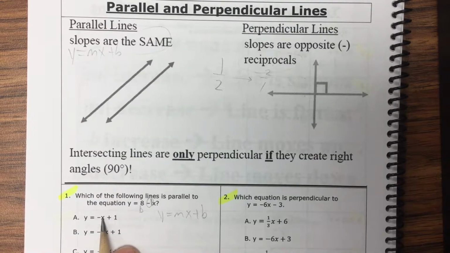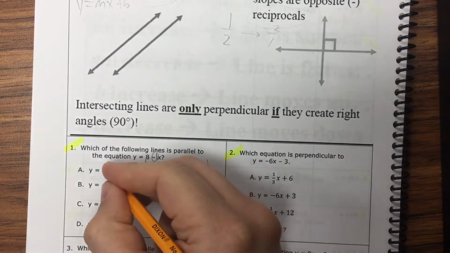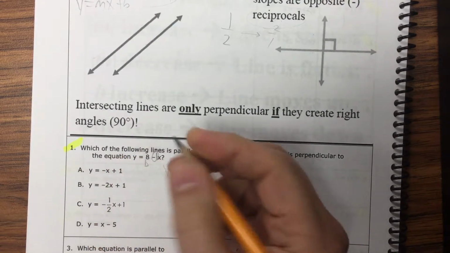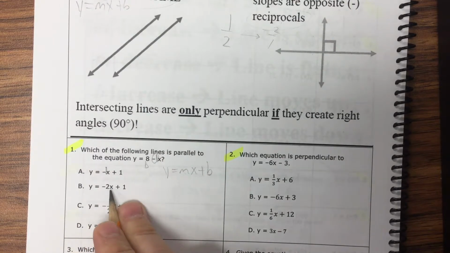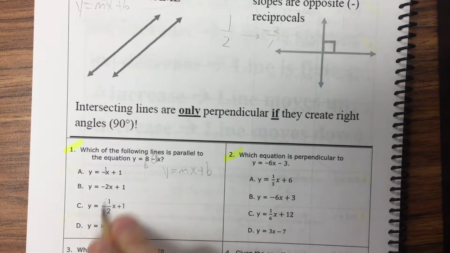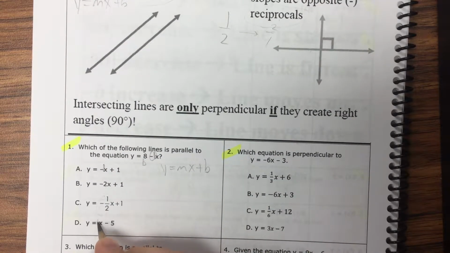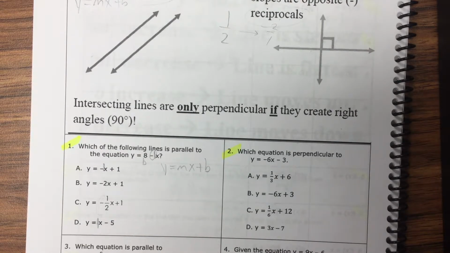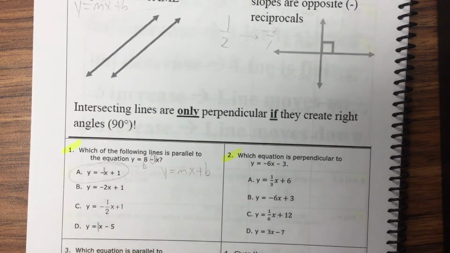Choice A, we have a slope of negative 1. So we have the same m, different b. Choice A is parallel. Choice B, the slope's negative 2. It's not the same. They're not parallel. That's a slope of negative 1/2. That's not parallel. And this is a slope of positive 1 right here. Okay, that is not parallel. Okay, so the answer to number 1 is A.